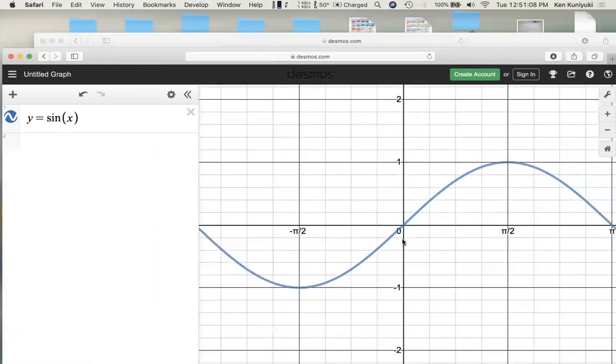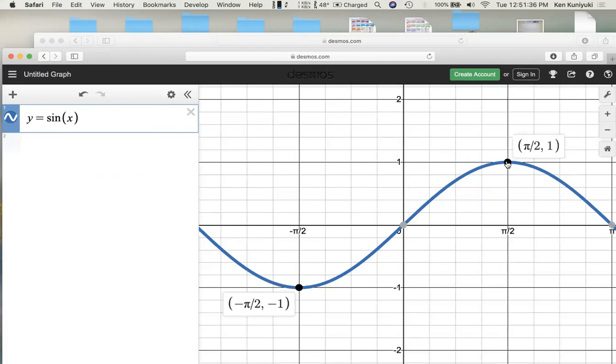Now, we all agree across the planet that we start at this point, negative pi over 2, comma negative 1. And then where would we stop? Well, we want to pick up the entire range, so we have to keep going, going, going. We want the entire range, and we're going to stop here, at pi over 2, comma 1, because we want to capture the entire range for the sine function from negative 1 to 1.